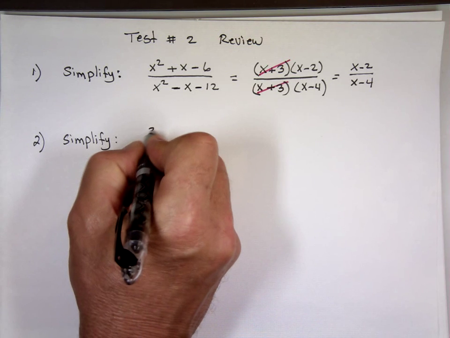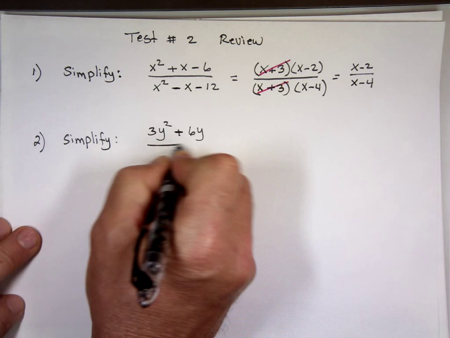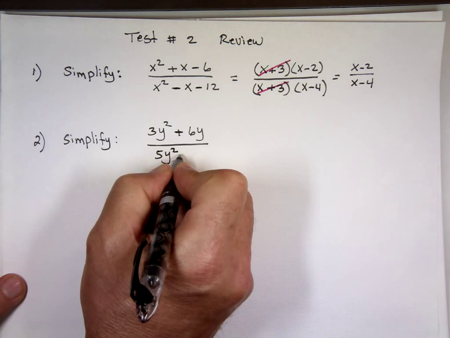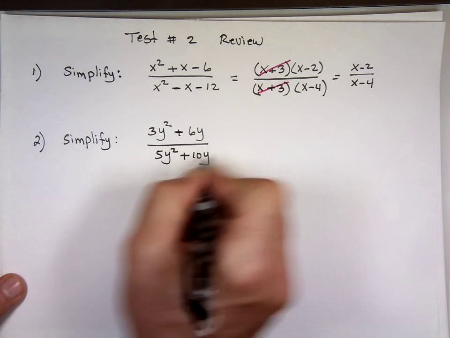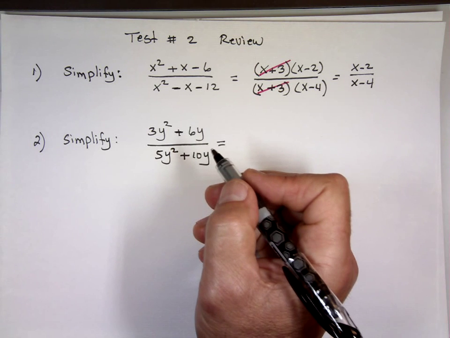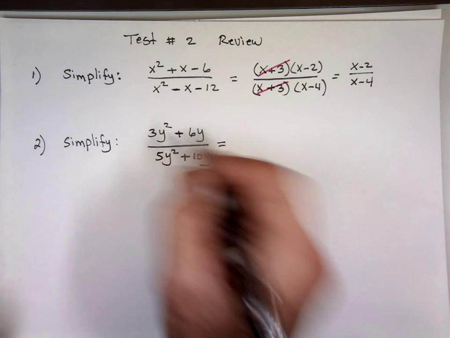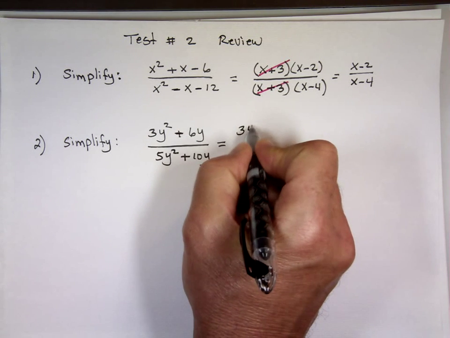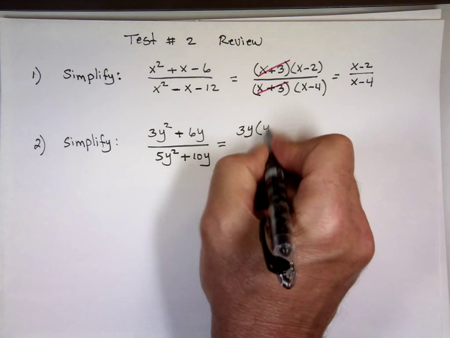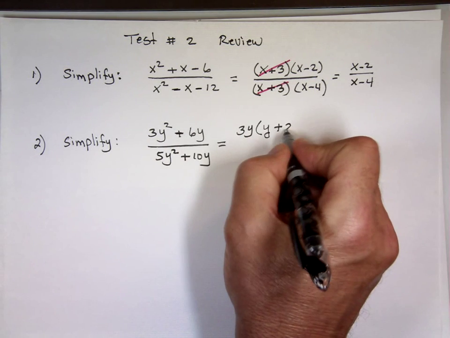Let's simplify 3y squared plus 6y over 5y squared plus 10y. So notice you only have two terms here and a plus sign between them, so you should be thinking about the greatest common factor. What is the largest thing they have in common? 3y. If I take 3y, I took the 3 out, I took one of the y's, there's still one more. I took the y, 6 divided by 3 is actually a 2 here.